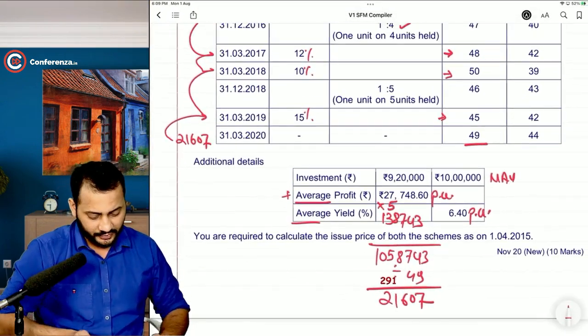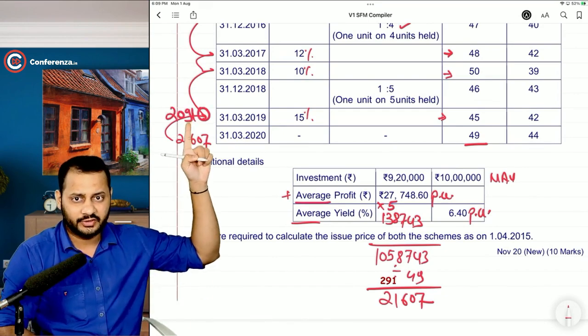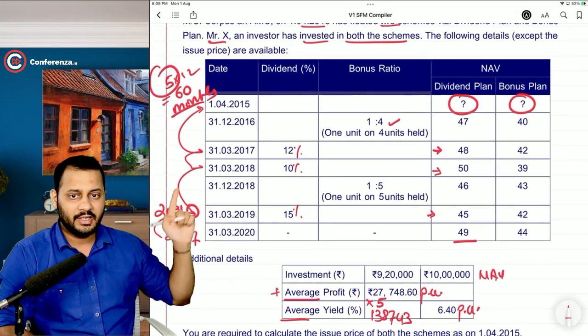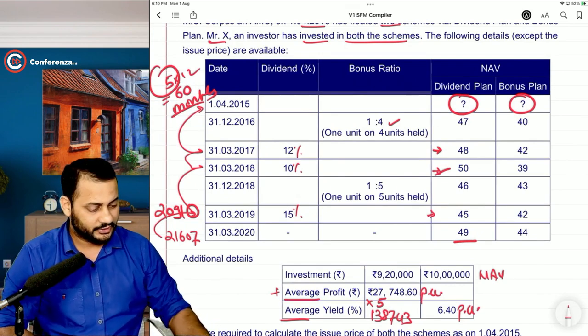Let's just start doing it. We had 2910 here, 2910. So this becomes the closing units for the previous calculation. Have a look. Closing units multiplied by NAV. NAV of this date is 50. So let's do the calculation. I will just show you here.